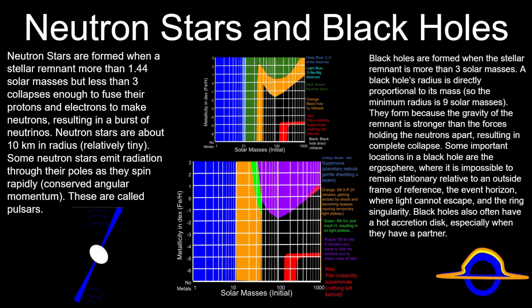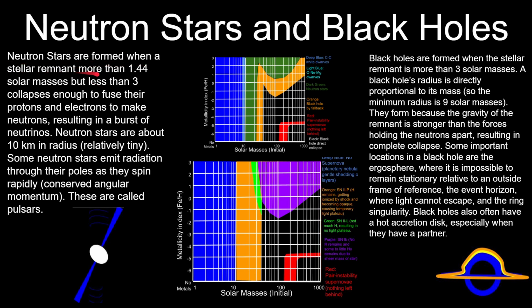If it's more than 25 solar masses and the metallicity is high enough, not very high, just above -1, then a supernova type 1b can occur, where no hydrogen remains because it's all blown off, and some to little helium remains due to the sheer mass of the star. And red represents a pair instability supernova, where the star explodes in such a way that nothing's left behind.